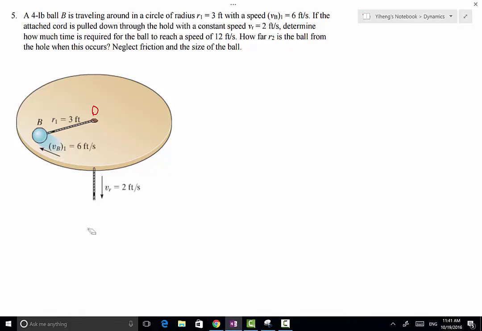In this problem, if we do a quick force analysis of the ball, we will know that it's subjected to the weight force and the normal force, which cancel each other out at any time. Therefore, the net force on the ball will be a tension force in the cable. But this force is always passing through point O. So the line of action of this tension force always passes through point O.